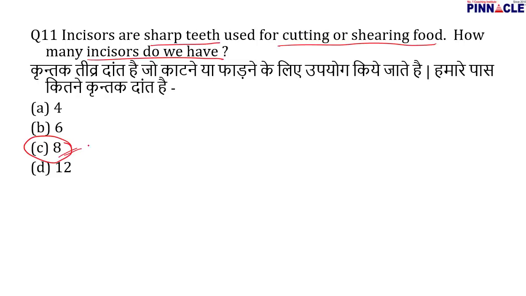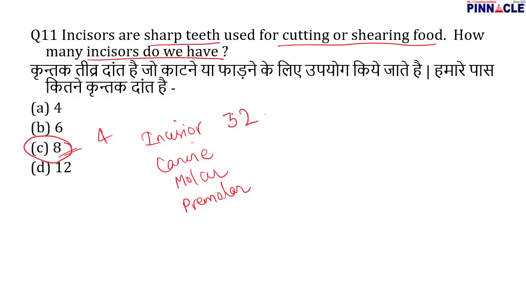Altogether we have 4 types of teeth. The first one is incisor, then we have canine, then molar, then premolar. These are the 4 kinds of teeth found in our mouth, and an adult human being has 32 teeth. The number of incisors is 8, canines 4, molars 12, and this 12 includes the 4 wisdom teeth, and premolars are 8. Altogether an adult human being has 32 teeth. So for question number 11, option C, that is 8, is the correct option.